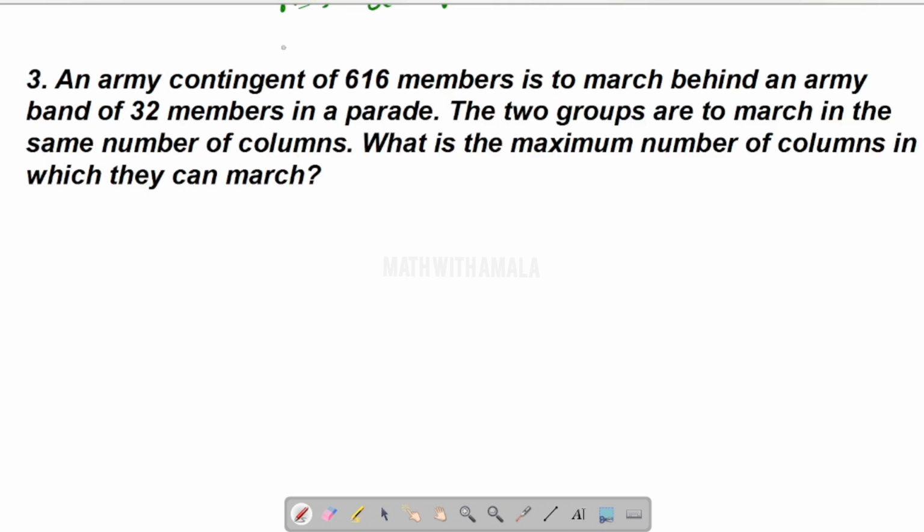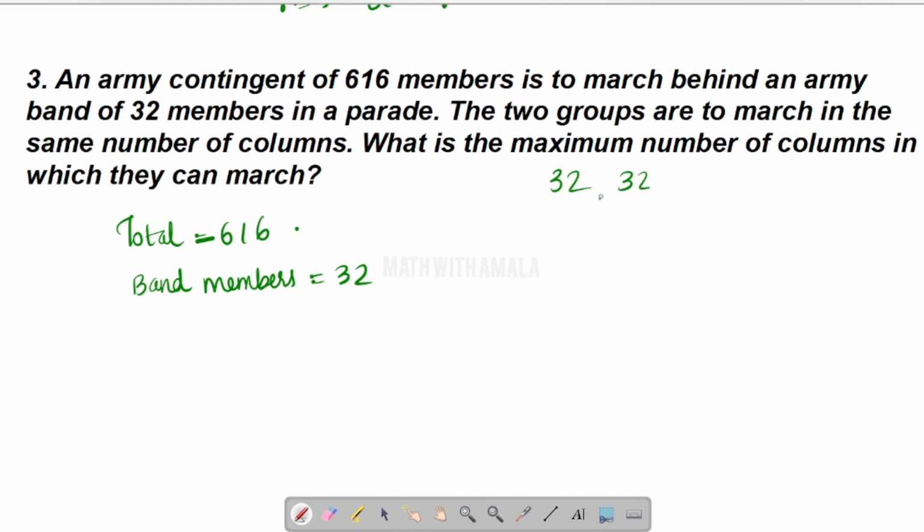Okay, let's move to the third question. An army contingent of 616 members is to march behind an army band of 32 members in a parade. The two groups are to march in the same number of columns. What is the maximum number of columns in which they can march?